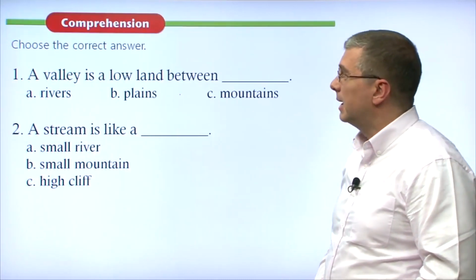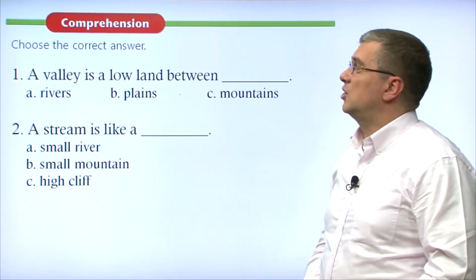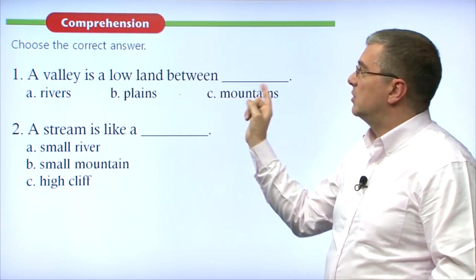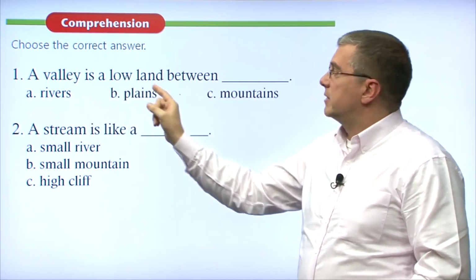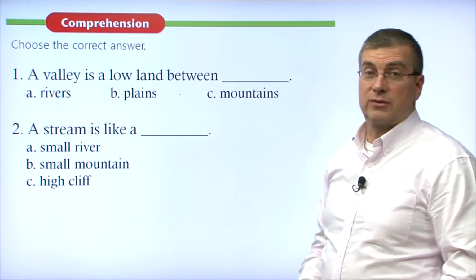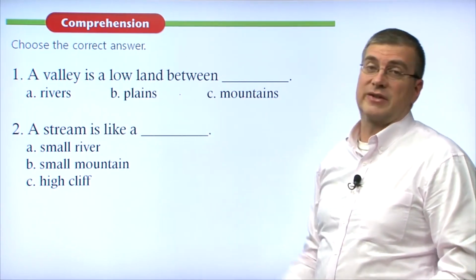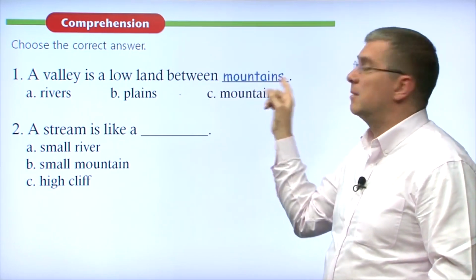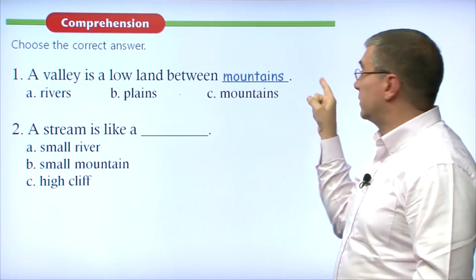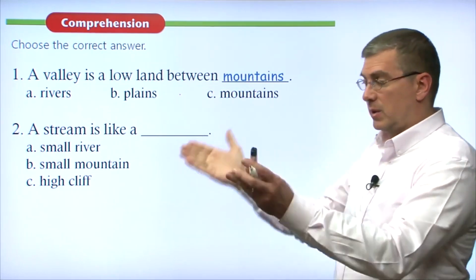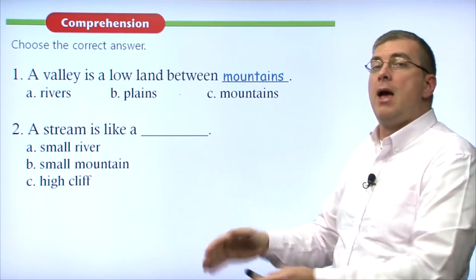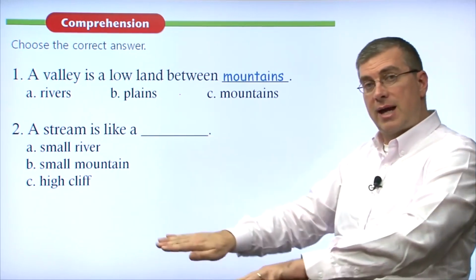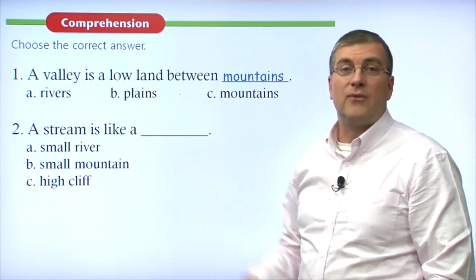Okay. Let's move on with some comprehension questions. The first one here, a valley is a lowland between A, rivers, B, plains, or C, mountains. We just talked about this, right? On the previous slide, we saw that a valley is a lowland between mountains. You could also say or hills, right? Because we have valleys between hills too. But anytime when the land is high on both sides and you have a low area of land in between, we call that a valley.